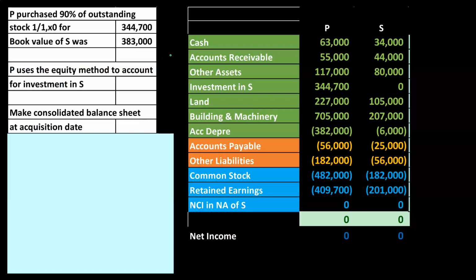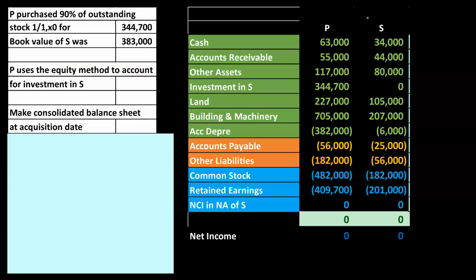Here we have our data on the left. We say P purchased 90% of the outstanding stock of S. So P is going to be the parent, S will be the subsidiary, on 1/1/X0 for 344,700. So we're going to have our information over here. This is going to be P and S. This is going to be the start of our consolidation worksheet, which we will add together, of course.